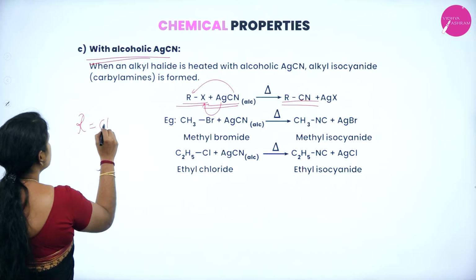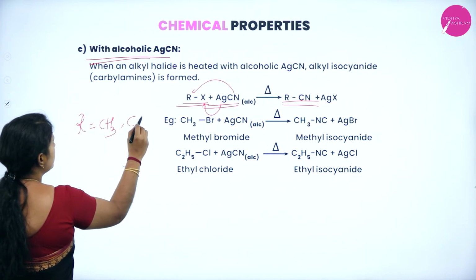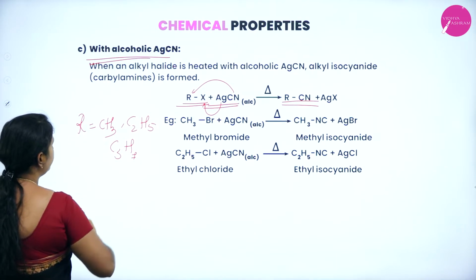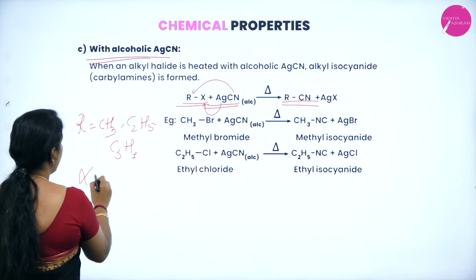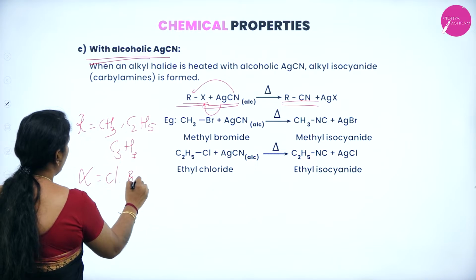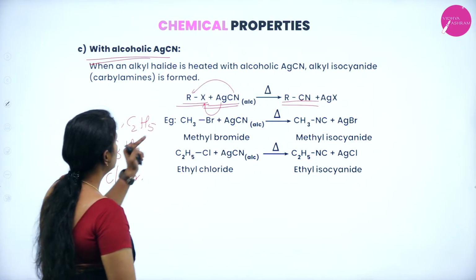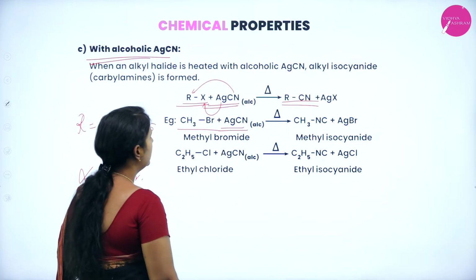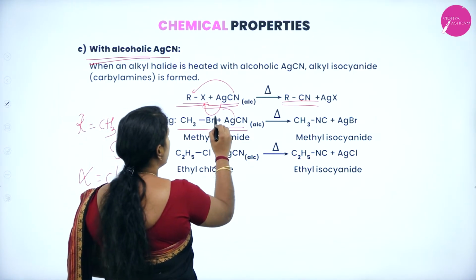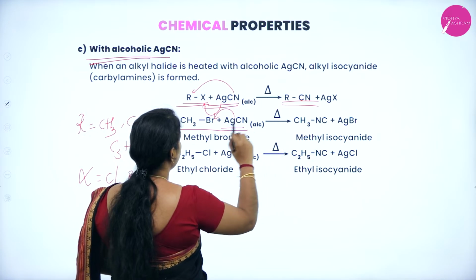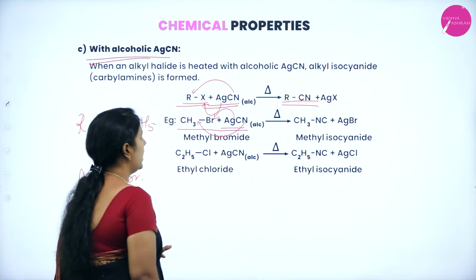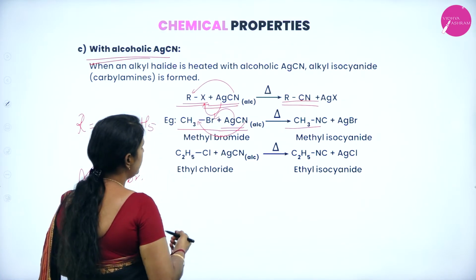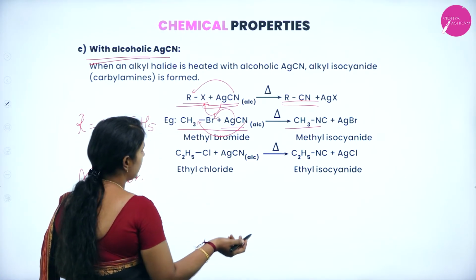You can write R by taking CH3 or C2H5 or C3H7 also, and X as chloro, bromo, iodo, etc. First I have methyl bromide, which has been treated with silver cyanide. What happens? Silver combines with the bromine to form silver bromide. The CN combines with the CH3 to form methyl isocyanide. Similarly, it is ethyl isocyanide.